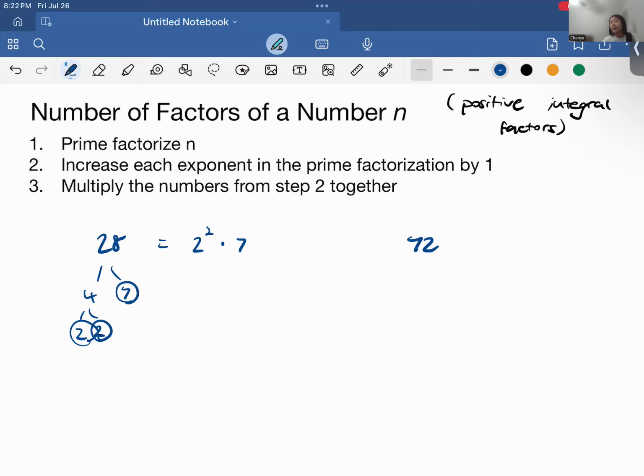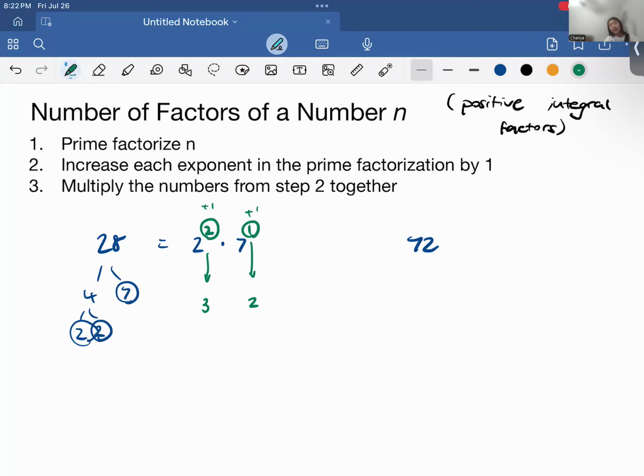Now we're going to do step 2. Increase each exponent in the prime factorization by 1, right? You'll notice that the exponent on the prime factor 2 is 2, and the exponent on the prime factor 7 is essentially 1, because 7 to the power of 1 is 7. So now you want to take this 2 and this 1, and increase those by 1. So 2 plus 1 gives you 3, and 1 plus 1 gives you 2. And we're only looking at the exponents here, okay?